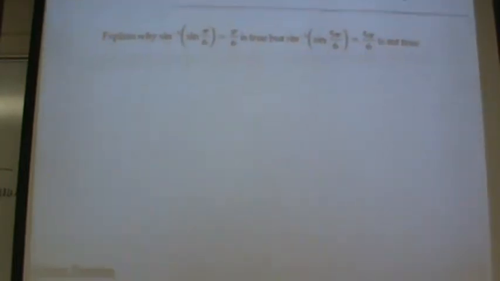And that's what this example is actually going to show us. It wants us to explain why inverse sine of sine pi over 6 equals pi over 6 is true, but inverse sine of sine 5 pi over 6 equals pi over 6 is not true.